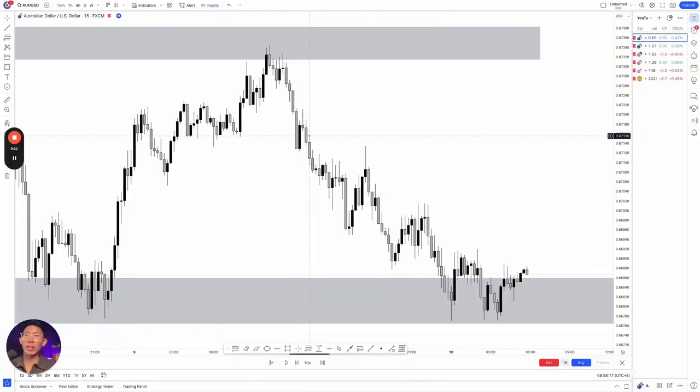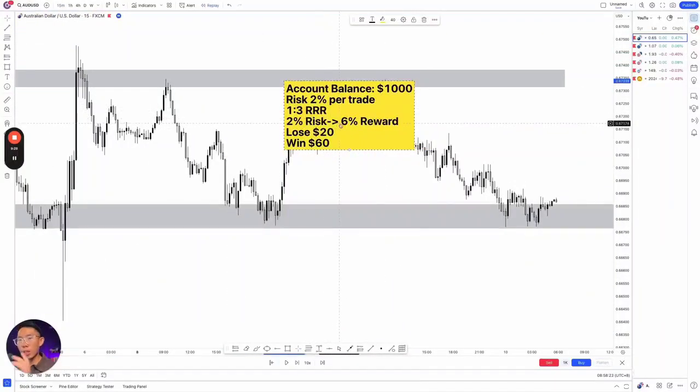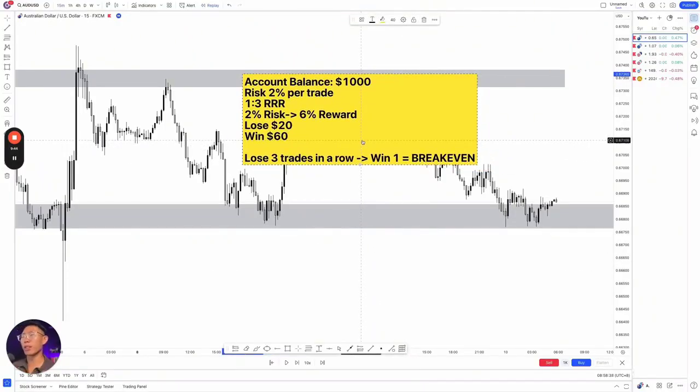So that is the concept I want to drill into you guys for risk to reward ratio: make sure you aim for at least 1:3. That is a very good range. That means you can lose 3 trades in a row, and you just need to win one. Guess what? You will end up break even, and it's very common to lose 3 trades in a row. So you just need to win one and you're break even. How beautiful is that? That is why you need to have a proper risk to reward ratio.